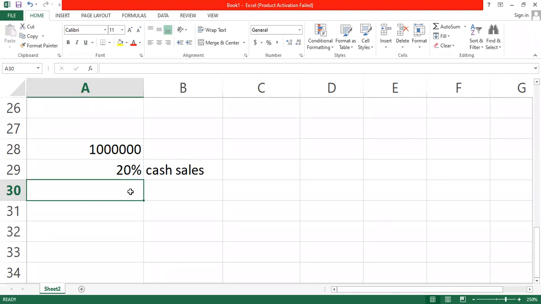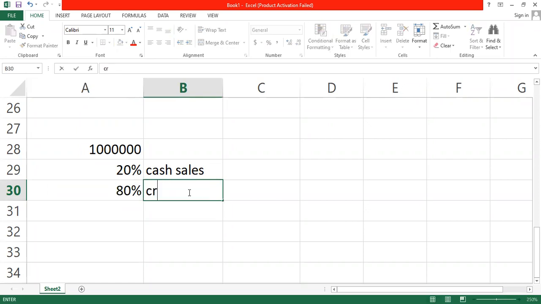Credit sales. 80% will be for credit sales. Then they will give you how this 80% of the credit sales will be received. They can say 10% of the credit sales is received in the month of sales. So if you are selling in January, it means that 10% of the credit sales value will be received in January. 10% of the credit sales is received in the month of sales.